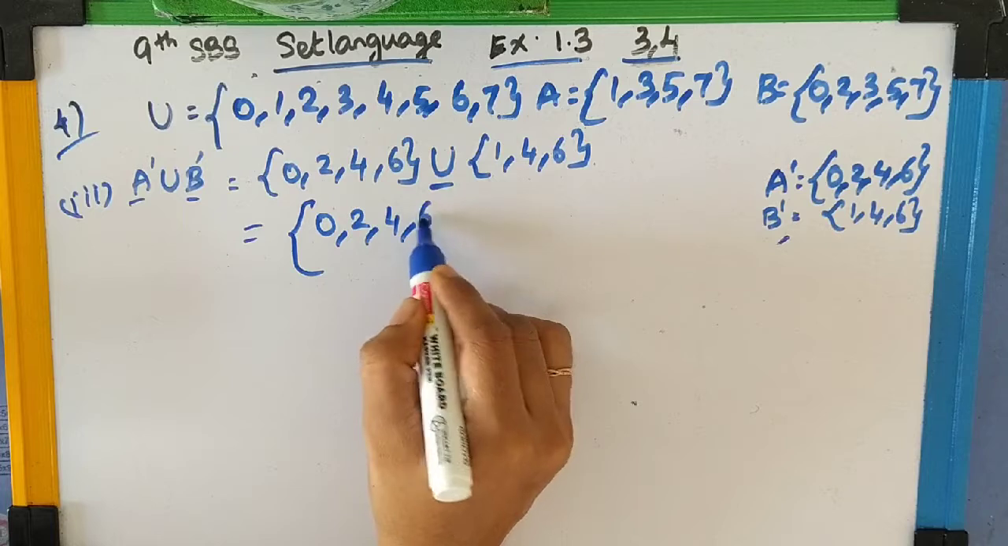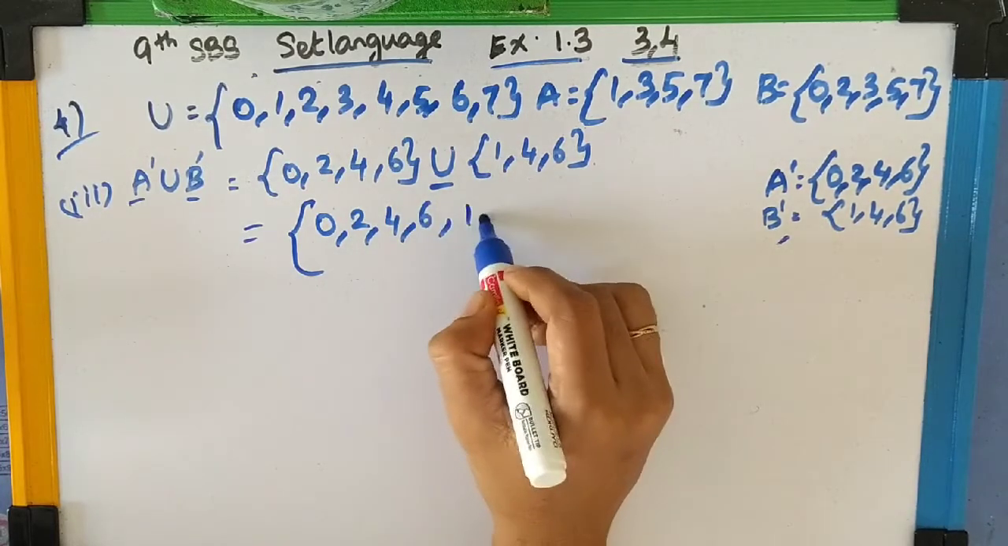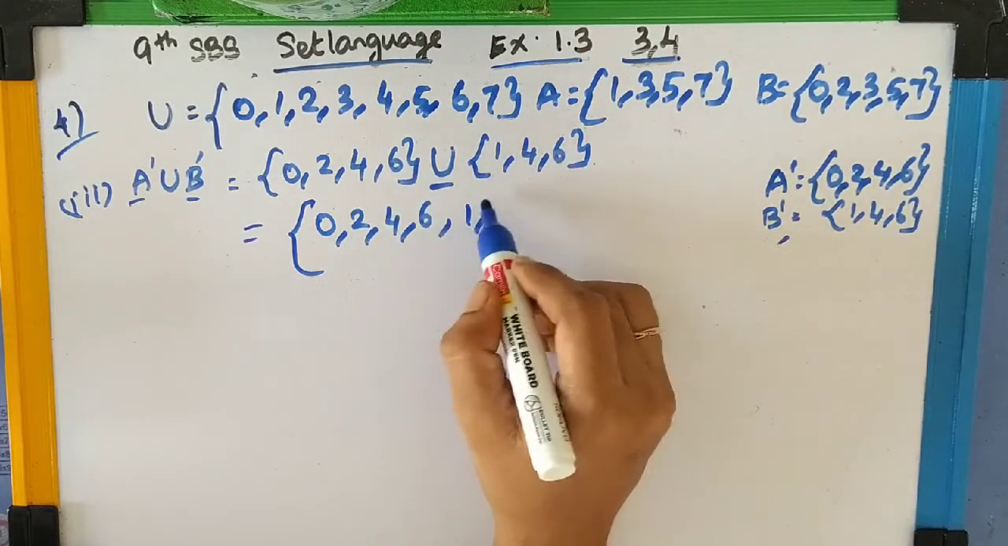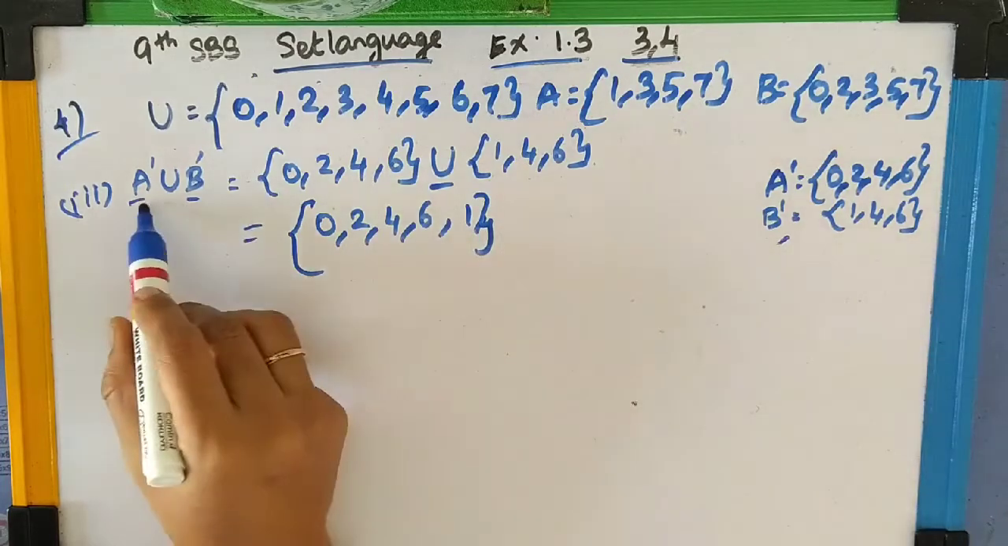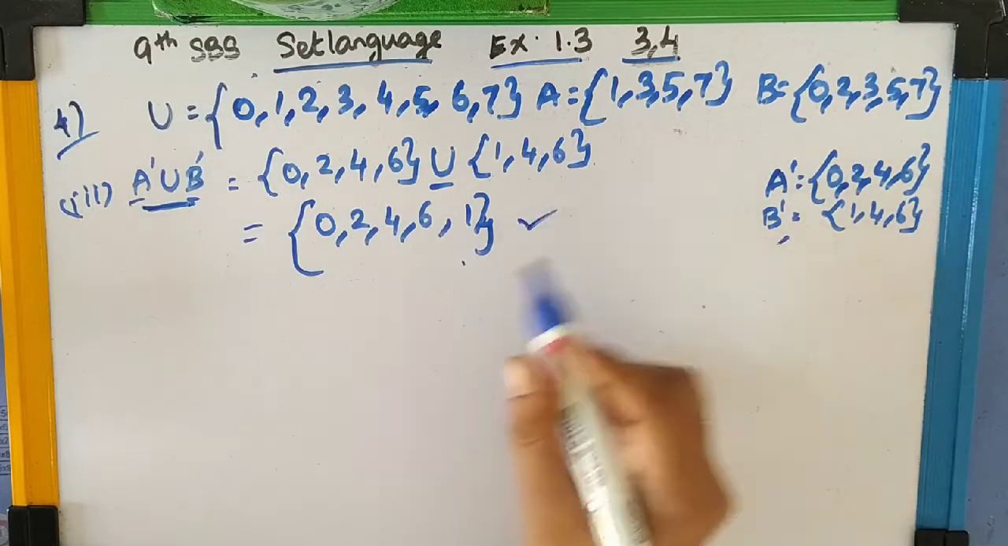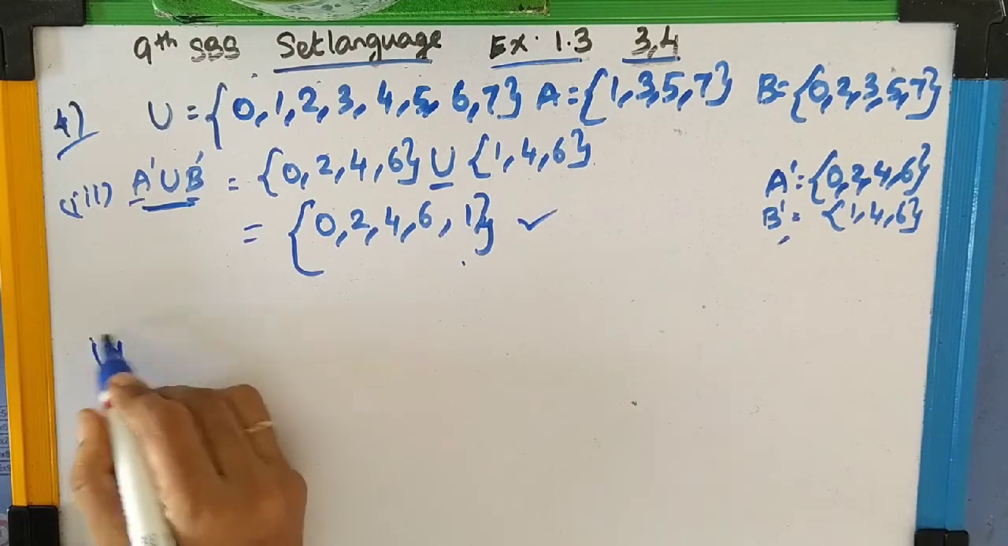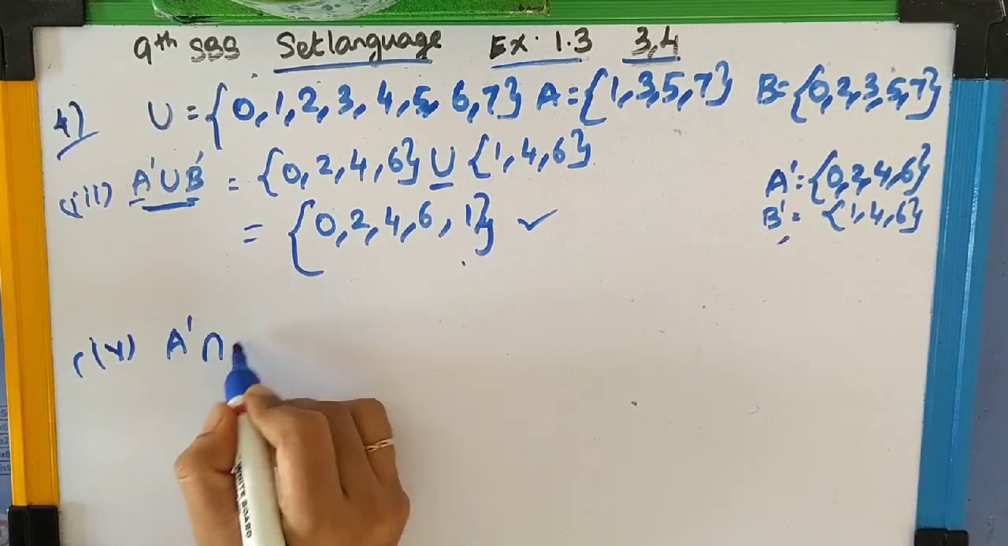Okay. We should write all the elements: 0, 2, 4, 6 and 1. 4 and 6 are already common elements and it's written. So, this is A dash union B dash: 0, 2, 4, 6, 1.